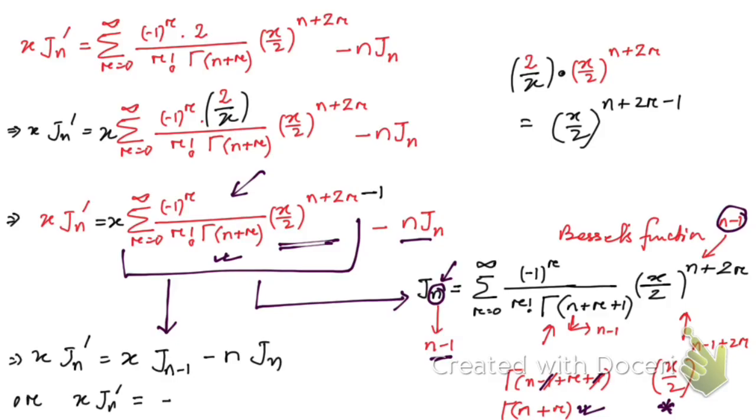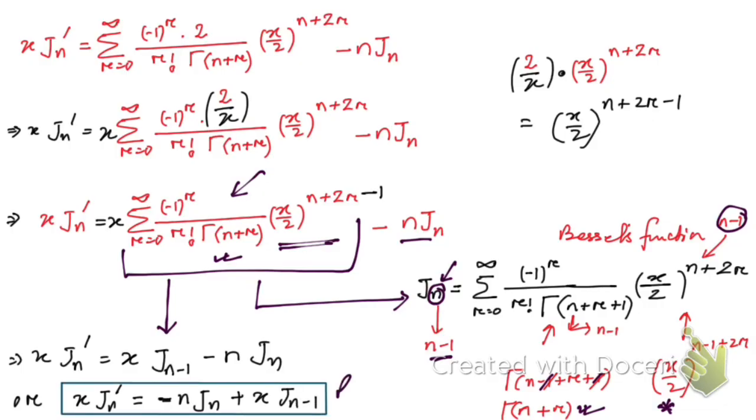Or we can write this way. Okay, so this is the second recurrence formula. Okay, so this is what we needed to prove. This is the second recurrence formula. Okay, so now let me show you how to prove the third one. Okay, so let me take a new slide. So recurrence formula number 3.